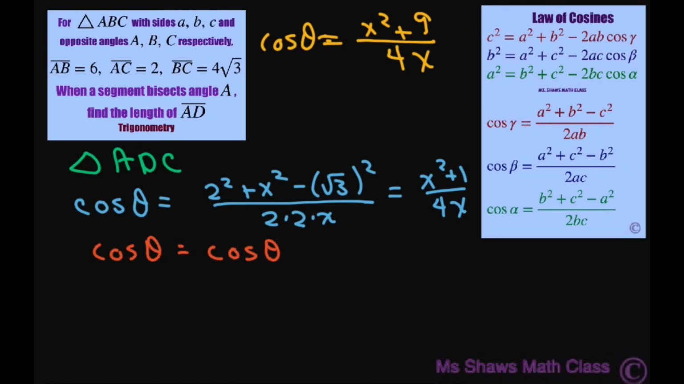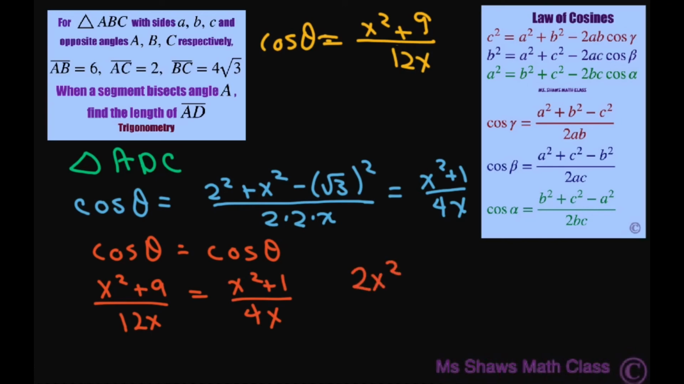So now we're going to set them equal, and we get x squared plus 9 divided by 12x equals x squared plus 1 divided by 4x. Now when you cross multiply, you get 2x squared equals 6. The x squared terms cancel out, and you just get that. So basically we have x squared equals 3, or x equals plus or minus square root of 3.